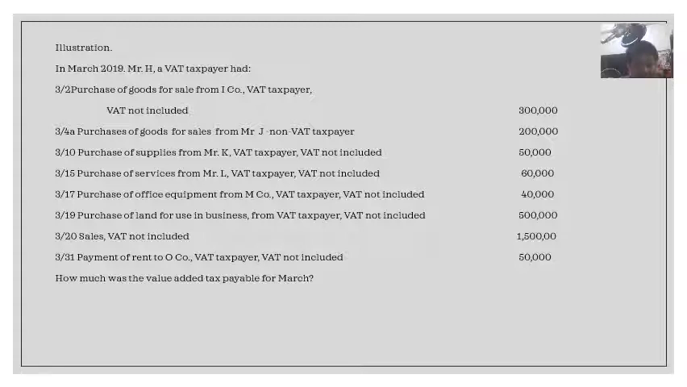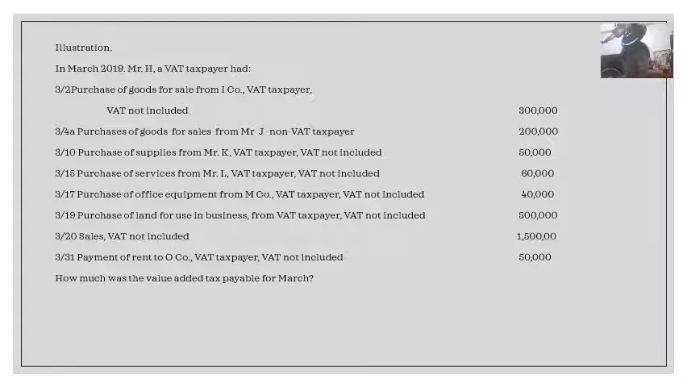Ano pa ba? Purchase of land used in business from VAT taxpayer, VAT not included. So, VAT taxpayer din siya. So, kasama. 500,000 times 12%. And then yung last, March 31, payment of rent to O company, VAT taxpayer, VAT not included. Ayan. So, VAT taxpayer din siya, so, times 12% din yun. So, total mo lahat yung input tax natin. Correct. It is 120,000.